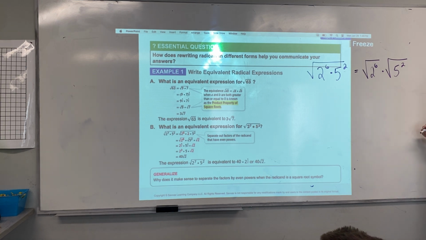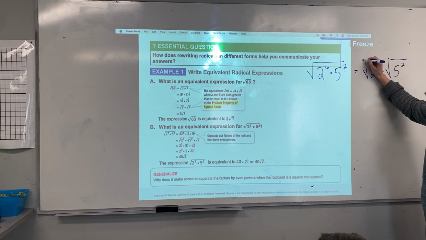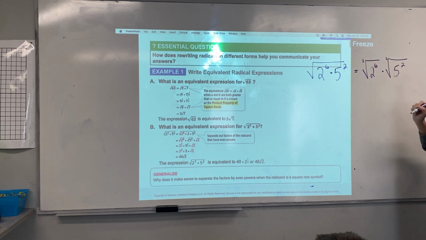Now, do you also agree that this square root sign has an invisible number that we cannot see right now? What is that invisible number? It's 2. It's this little index, 2. Do you also agree that I'm allowed to rewrite radicals with rational exponents? What's a rational exponent? A fraction.